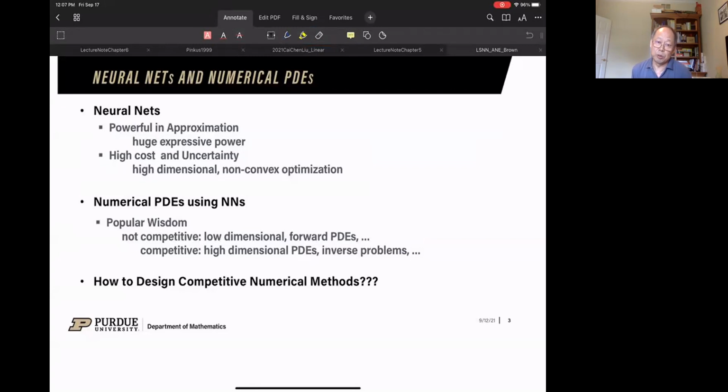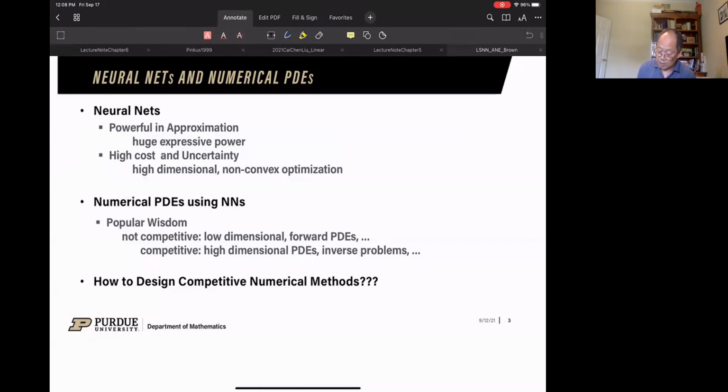Now, your group is probably one of the first leading groups to apply neural nets to solving PDEs. So here I'm just writing what is popular wisdom. Actually, a couple of these points probably come from talks from your group. Basically, you claim that at this moment this kind of approach is not competitive for lower dimensional PDEs and for forward PDEs. And also, some researchers claim that it is very competitive for inverse problems.